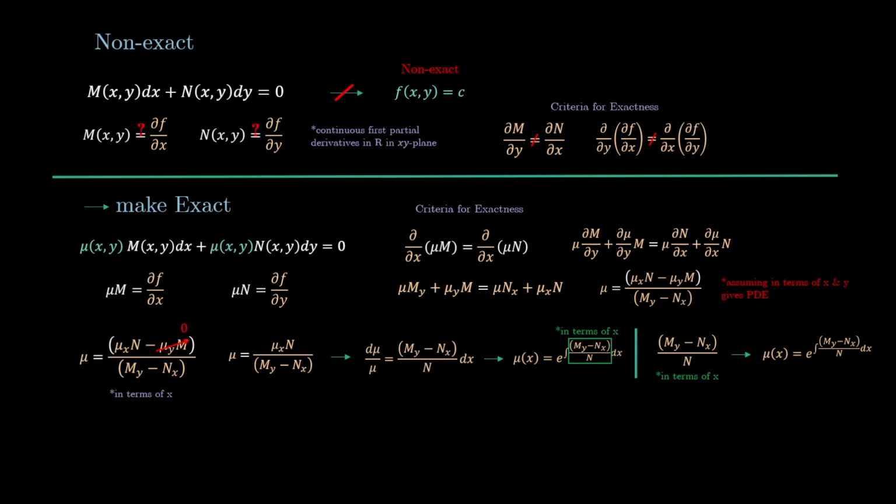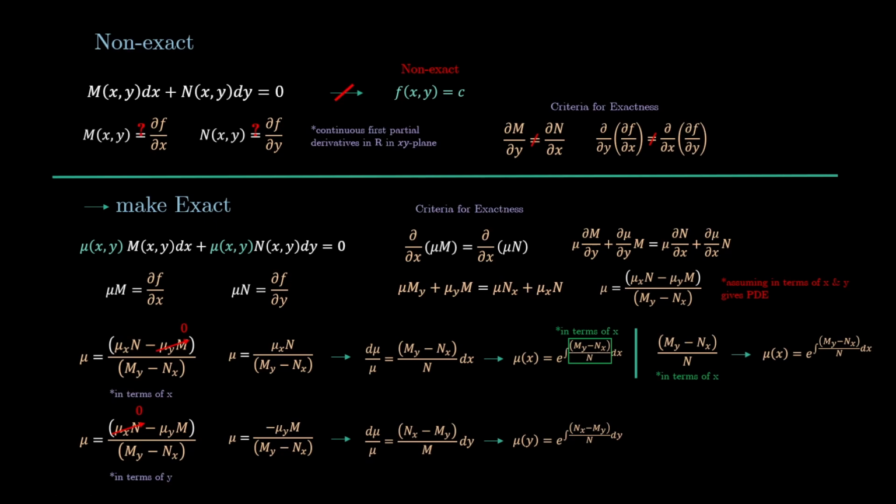Now, if this doesn't end up being in terms of x, what we could do is try our other assumption, in terms of y. So let's try that. Similarly, mu sub x goes to 0, and our solution will look like the following. And now, inside the integral, (N sub x minus M sub y) over M would have to be in terms of y for this assumption to hold true. So in other words, we solve for (N sub x minus M sub y) over M, and we try to see if it's in terms of y. And if it is, then our integrating factor is the following, in terms of y. So let's summarize this procedure.